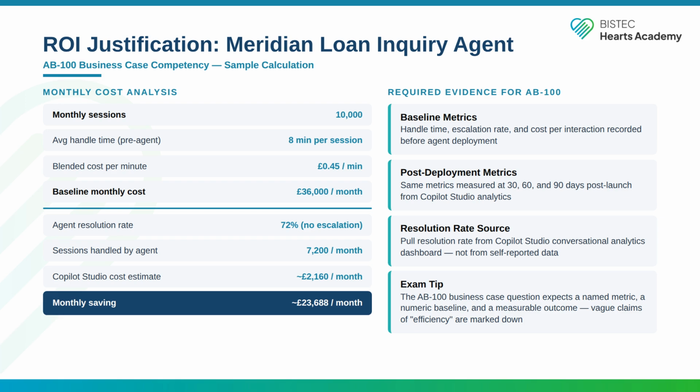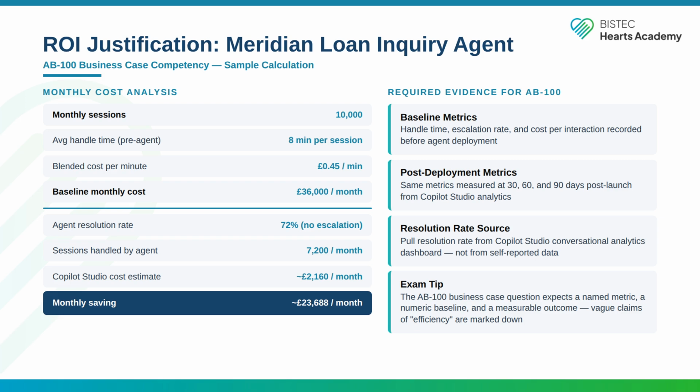Post-deployment, the agent achieves a 72% resolution rate, meaning 200 of the 10,000 monthly sessions are resolved by the agent without human escalation. The Copilot Studio platform cost for those 200 agent-handled sessions is approximately £160 per month. Human agents handle the remaining 28% of sessions that escalate. The net monthly saving, after platform cost and the cost of escalated sessions handled by humans, is approximately £23,688. The calculation methodology matters for the exam.